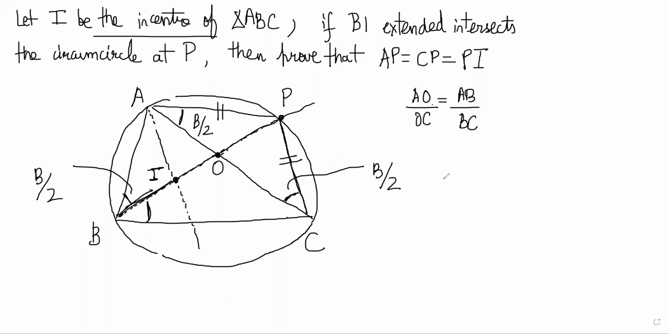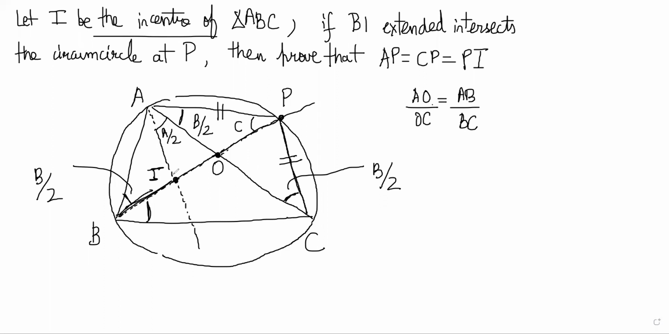Sir, that angle IAO will be A by 2, and this will be A by 2, correct? And APB would be C. I was thinking to prove that angle PAI is equal to AIP.